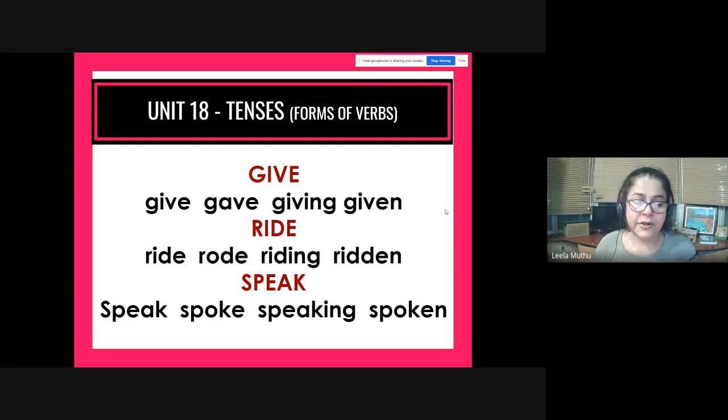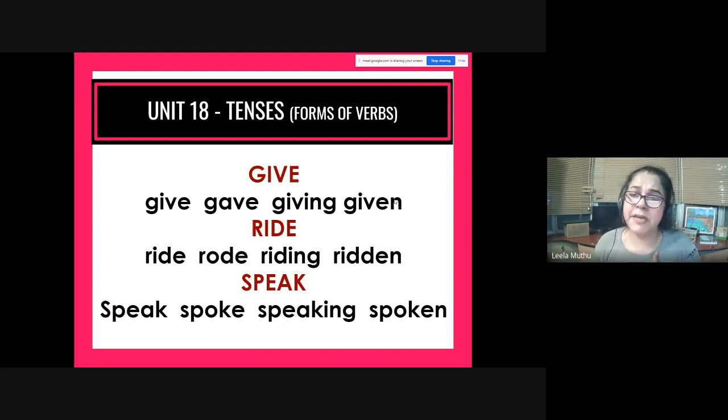Then you have ride, to ride a horse. I rode a horse. I'm riding a horse. And the other one is I had ridden a horse. Something which happened in the past. I had ridden a horse until I left for Australia. Then I haven't ridden a horse after that. Right?